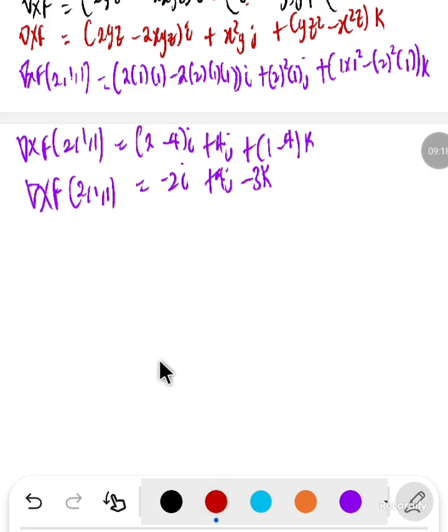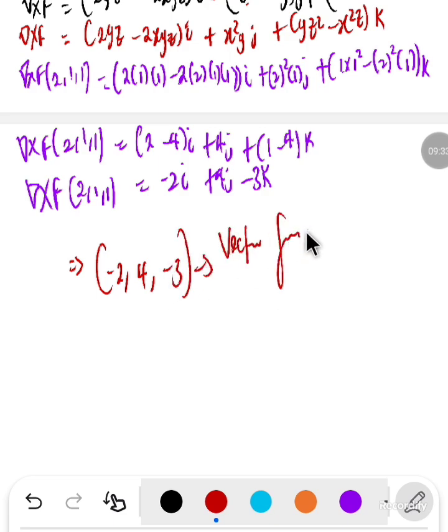And then if you like, you can write this in vector form. So if you write this in vector form, this is negative 2i, so you have negative 2. This is 4j, you have 4, and for the last one, which is k, we have negative 3 in vector form. All right, so that is the answer to the problem.